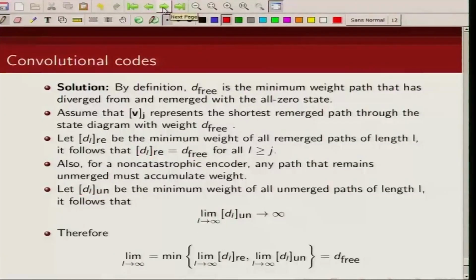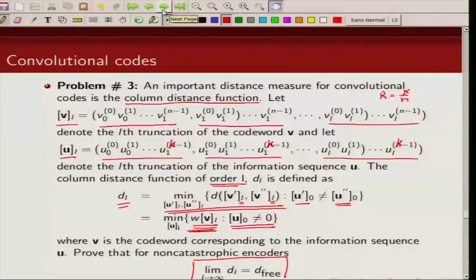Hence, we can say that the limit of dl is the minimum of the column distance for re-merged paths or unmerged paths. This is infinity, this is d free. So, we know that as L tends to infinity, the column distance function will be d free. So, this proves that the column distance function will go to d free as L goes to infinity. Thank you.